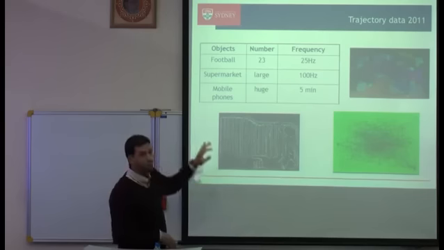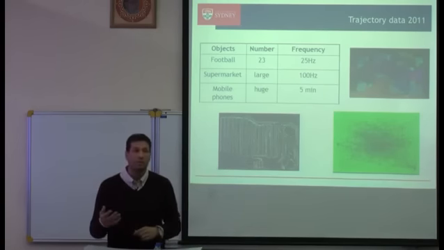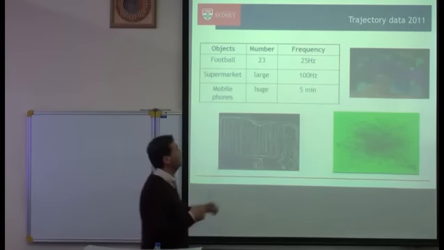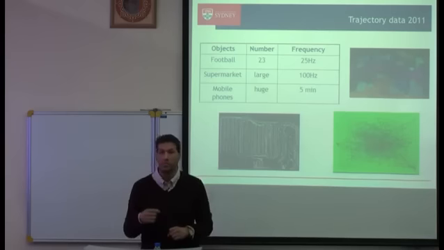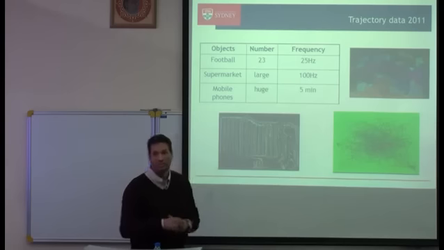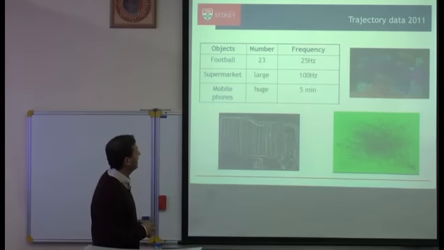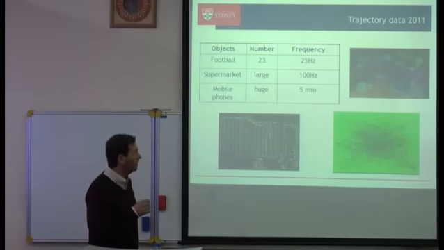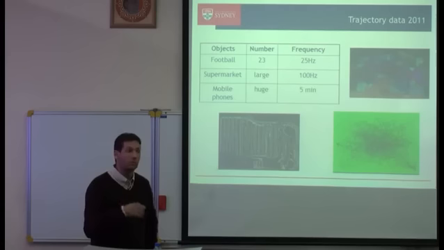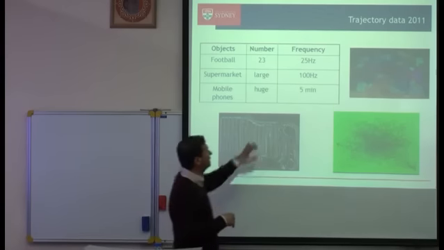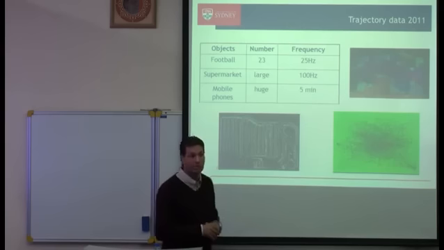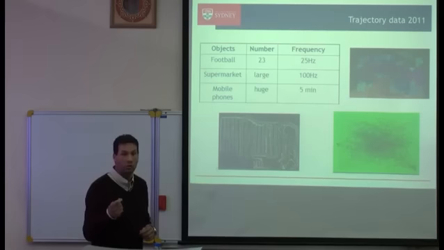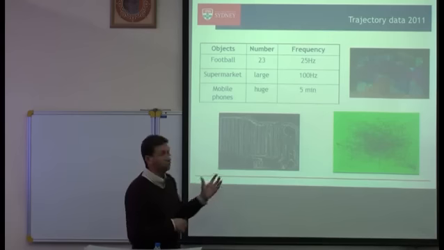For example, we work with football data where the samples are given at 25 hertz. So 25 times a second, you get the coordinates of every player and the referee. Right? And for supermarkets, they use wireless sensors. There you can set the frequency to more or less whatever you want, and in many cases, they put it up to as much as 100 hertz. So 100 times a second, you get a coordinate of the trolley that you're tracking, and the accuracy is about 5 centimeters.